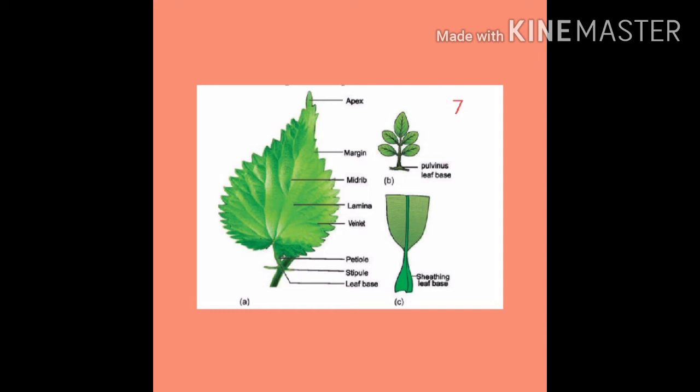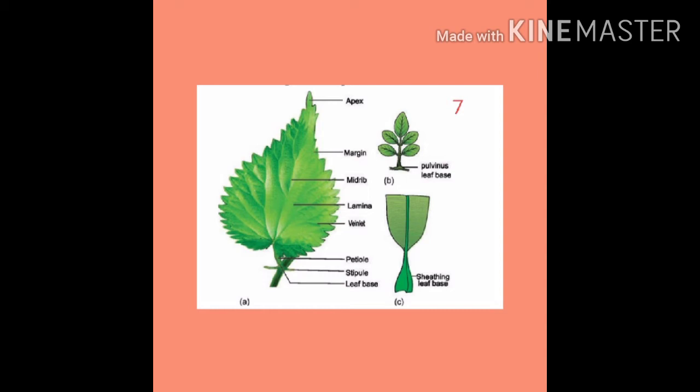And the expanded green portion, as you know, is called the lamina. The functions are photosynthesis, gaseous exchange, and transpiration. The lamina is traversed by the midrib. In the middle you have the midrib, from which numerous lateral veins arise, and then small veins arise. They are called veinlets.